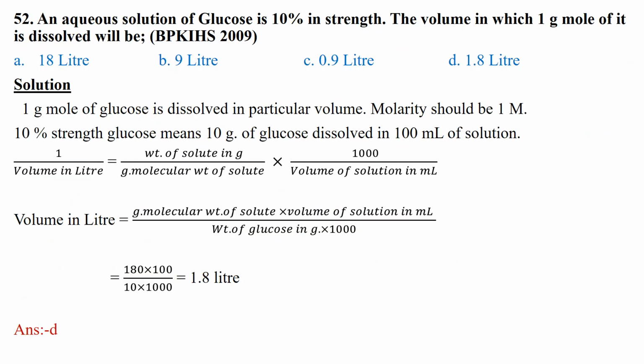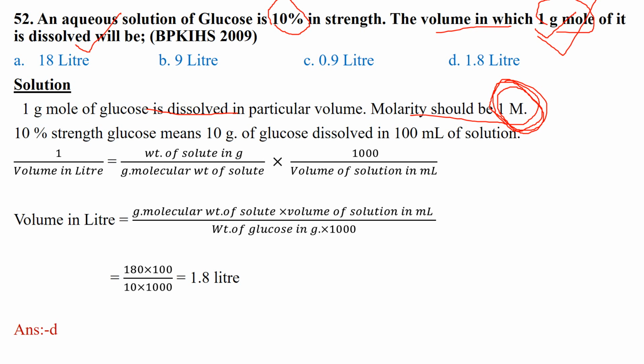Next question. An aqueous solution of glucose is 10% in strength. 10% means 10 gram of glucose in 100 ml of solution. The volume in which 1 gram mole of it is dissolved will be? 1 gram mole means 1 mole. So 1 mole is dissolved in 1 liter, right, to get 1 molarity. 1 gram mole of glucose is dissolved in a particular volume and the molarity should be 1 molar, because 1 gram mole or 1 mole is dissolved.